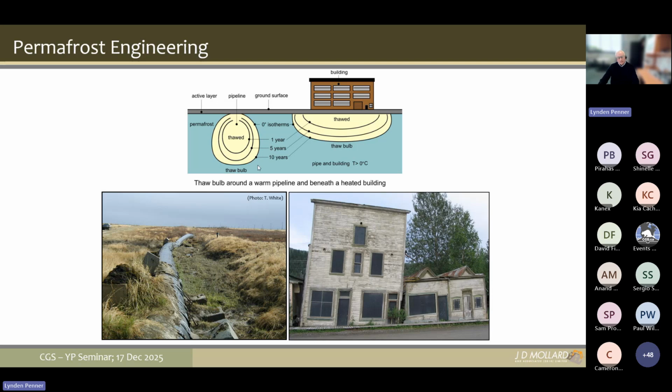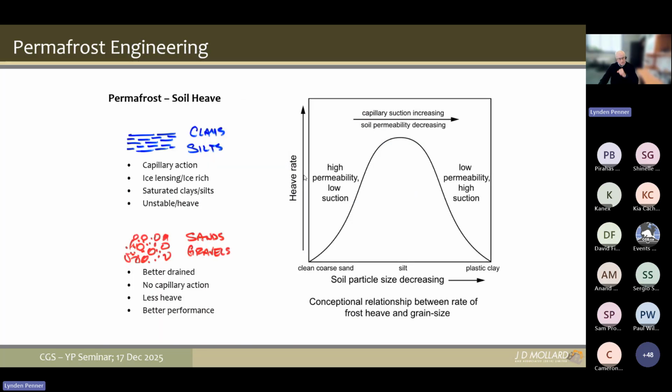And so there's methods for insulating the foundation, insulating the pipe, thermal siphons to try and maintain the ground in a frozen condition.